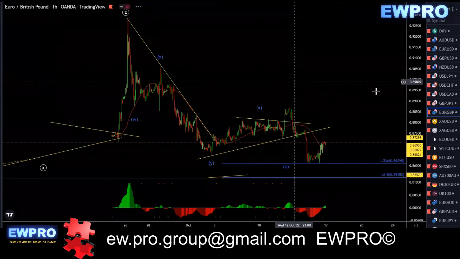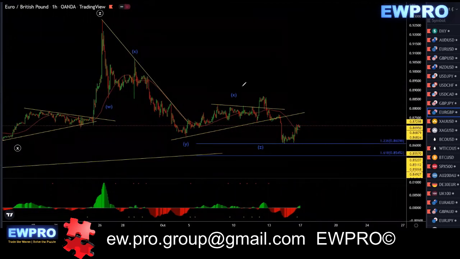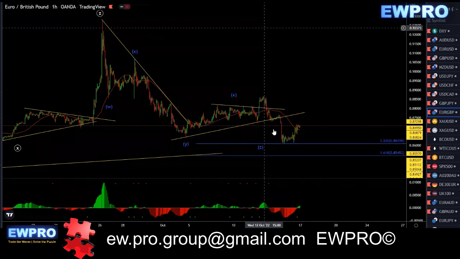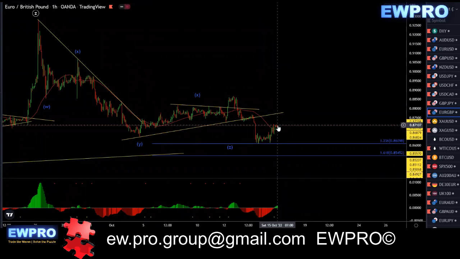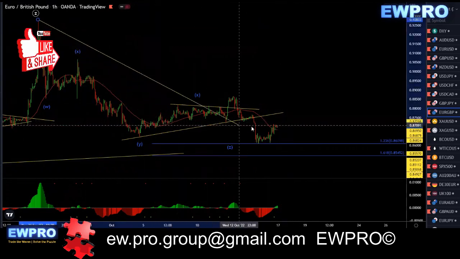If I just zoom out a bit. Now, this has become a larger correction. So we just got that WXY, larger correction, and then we got that one down. Like on the H4, we got that A, B, C. So, you know, if you do get a bullish setup, you can look for the buy. I'll just change this trend line.